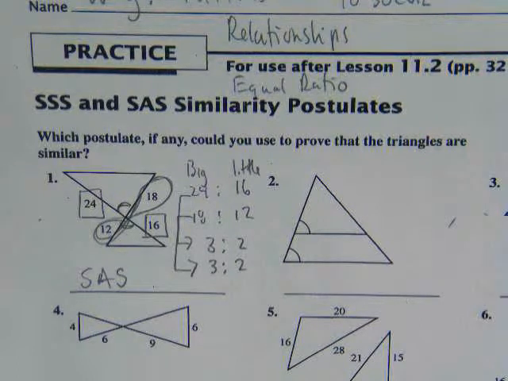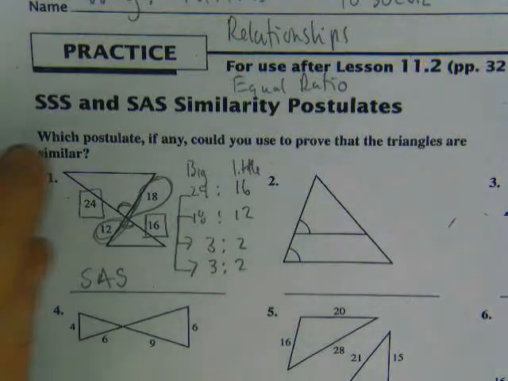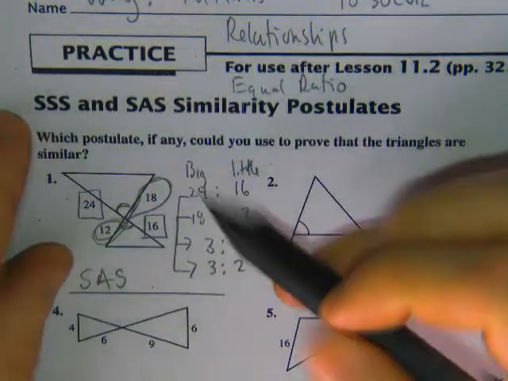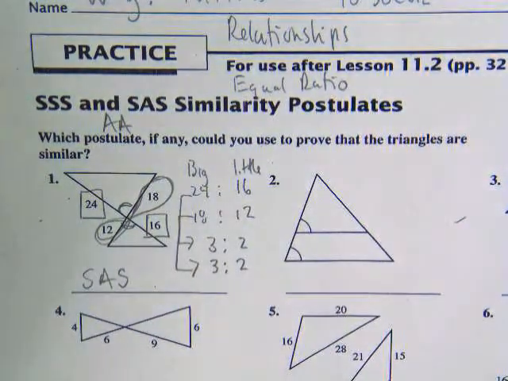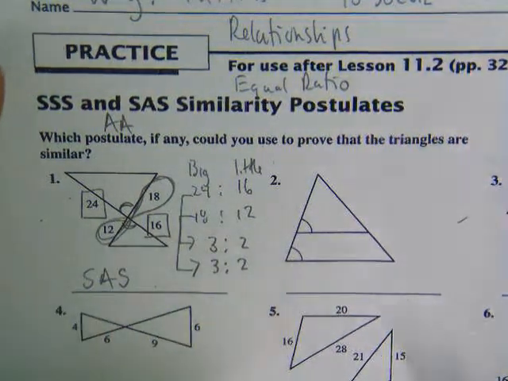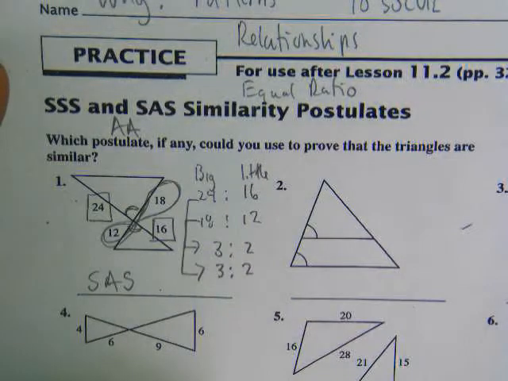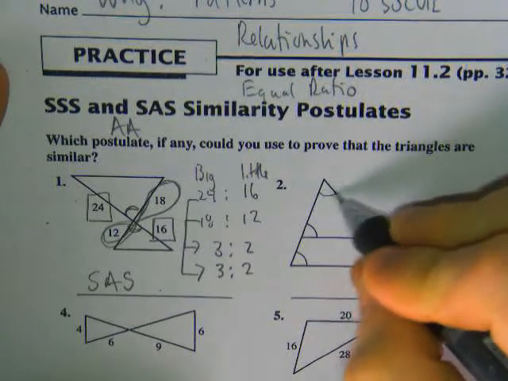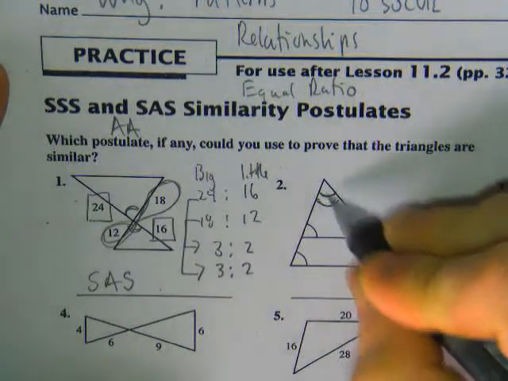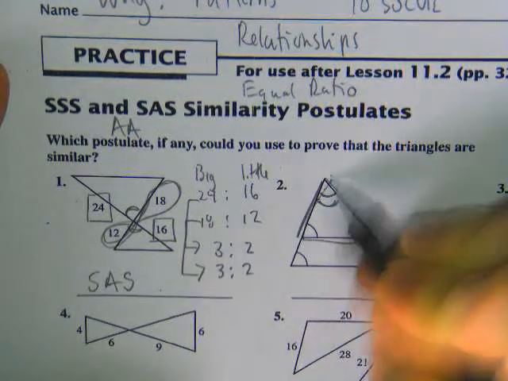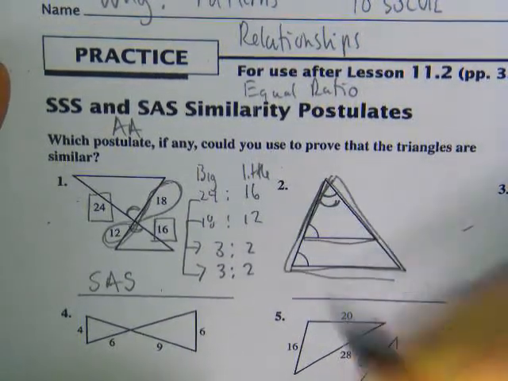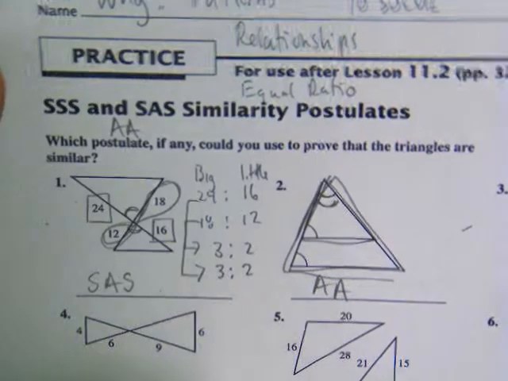Number 2, this is kind of a tricky one in the sense that it's not just these two that we're looking for. We also have this one from yesterday, right? So do these triangles, because I don't see anything with the sides, so I'm going to have to move on from that. This angle is the same in both triangles, both the little triangle and the big triangle. So that's going to be angle angle.